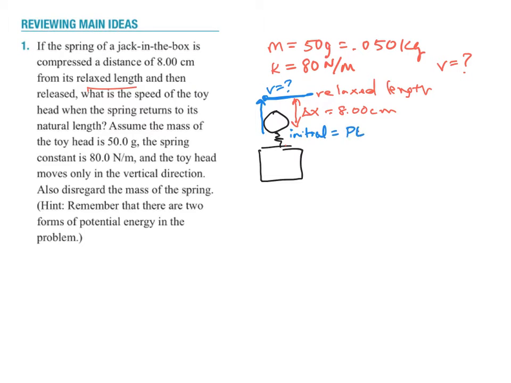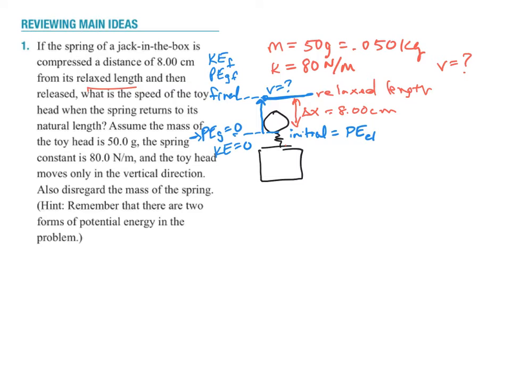Initial is here when it's compressed. At this point, all I have is elastic energy, because I'm assuming this is the point where I set my gravitational energy to 0 at my lowest point. So I have no gravitational energy and it's not moving yet, so the KE is also 0. Now when it gets up to this point, the final position, it's got some gravitational energy because it's above the original starting point. So I've got some PEG final, and it's obviously moving. They asked how fast it's going, so it's got some KE here as well.